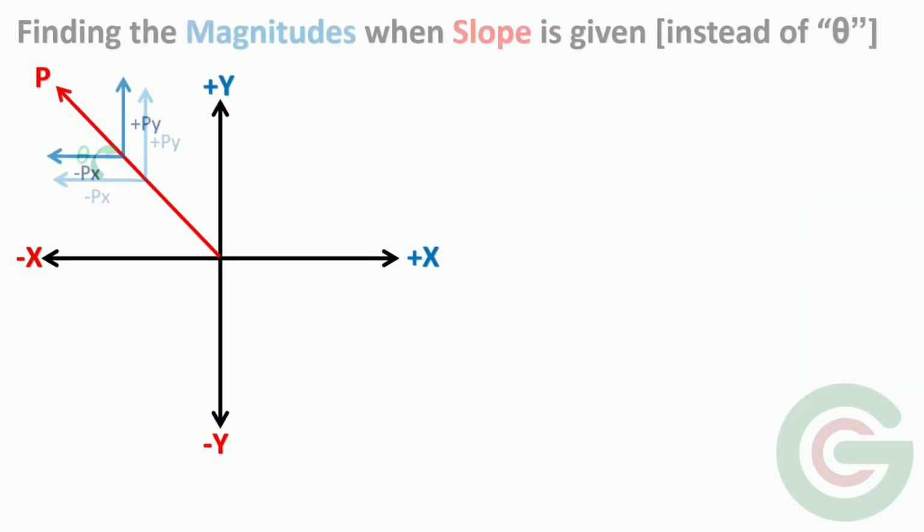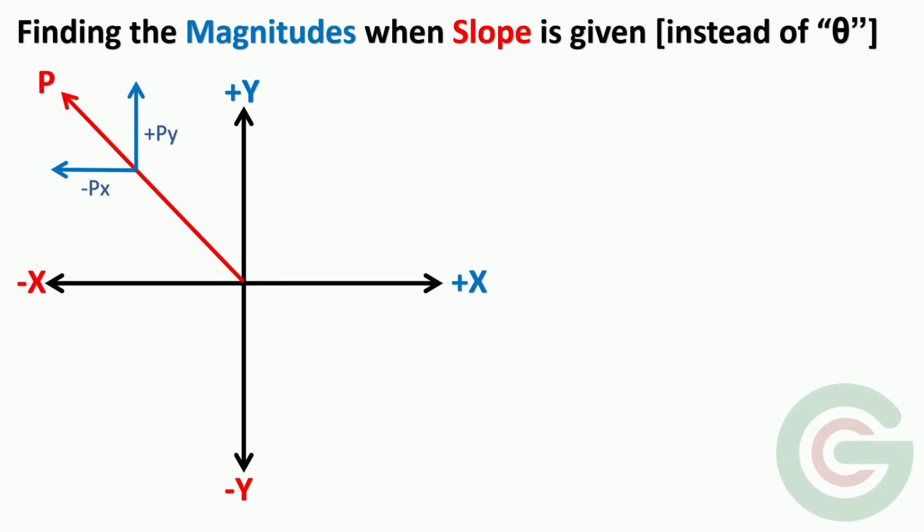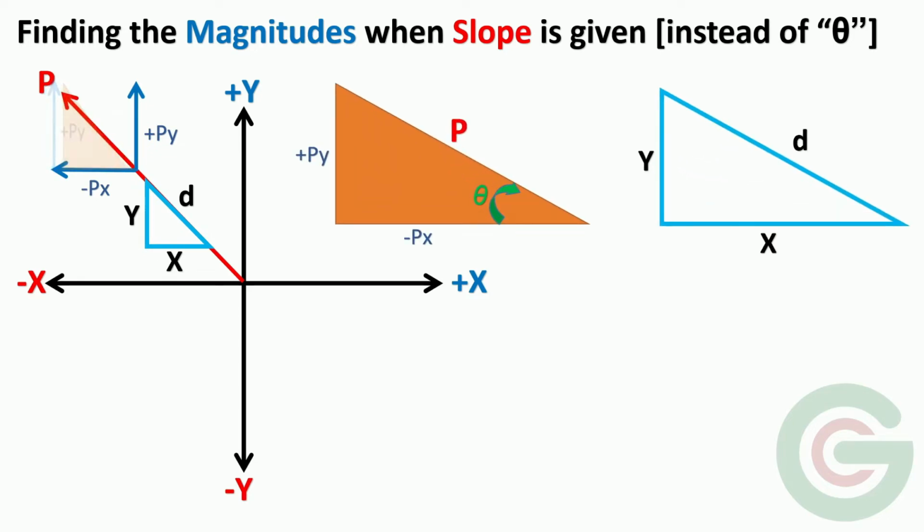Now let's find out the magnitudes of the components and other elements when the slope of the force P is given instead of angle theta. Let this be the slope of force P with x horizontal, y vertical and D the hypotenuse. Taking the free vector of Py on this side, it forms a triangle similar to the slope triangle.